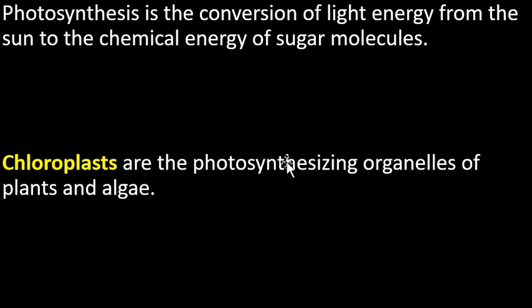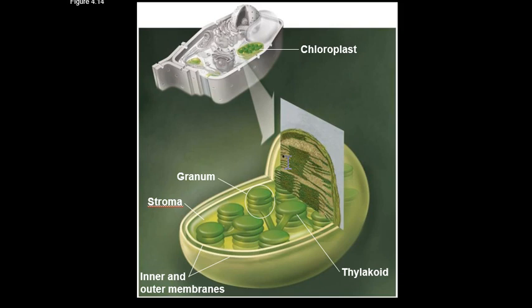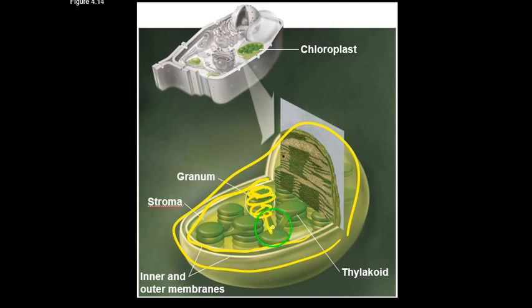All right, and then moving on to the other way that cells get energy, which is photosynthesis. Photosynthesis is the conversion of light energy from the sun to the chemical energy of sugar molecules. Chloroplasts are the photosynthesizing organelles of plants. And a chloroplast is set up much the same way as a mitochondria. We have this external membrane out here, and then an inner membrane like this. That inner membrane is continuous with these interesting little structures called thylakoids. They're all connected together like that, and those are the light collecting parts of the cell.